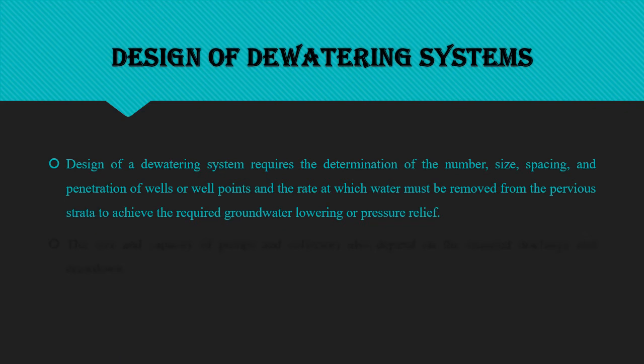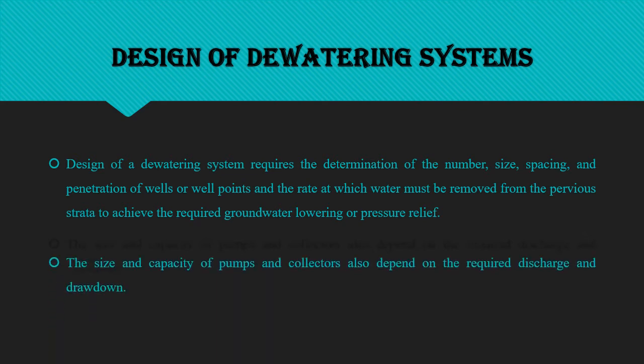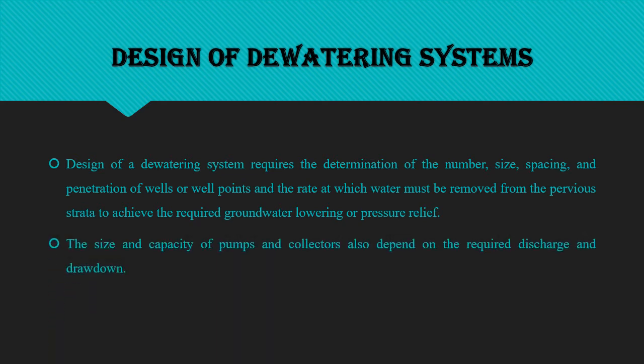The design of a dewatering system requires the determination of the number, size, spacing and penetration of wells or well points and the rate at which the water must be removed from the pervious strata to achieve the required groundwater lowering or pressure relief. The size and capacity of pumps and collectors also depend on the required discharge and drawdown. The selection of an appropriate dewatering system and its design depends on factors such as geology, soil and water table conditions at the site, the magnitude of the excavation, surface water runoff and the construction requirements.